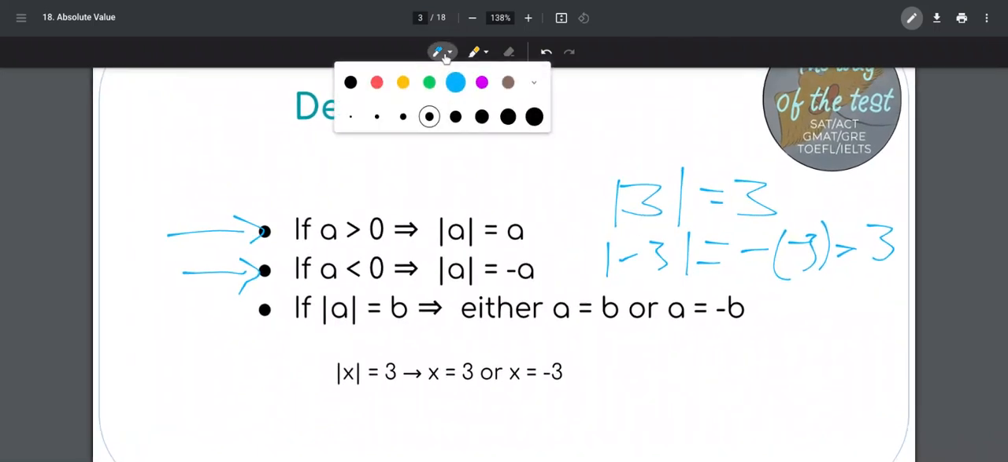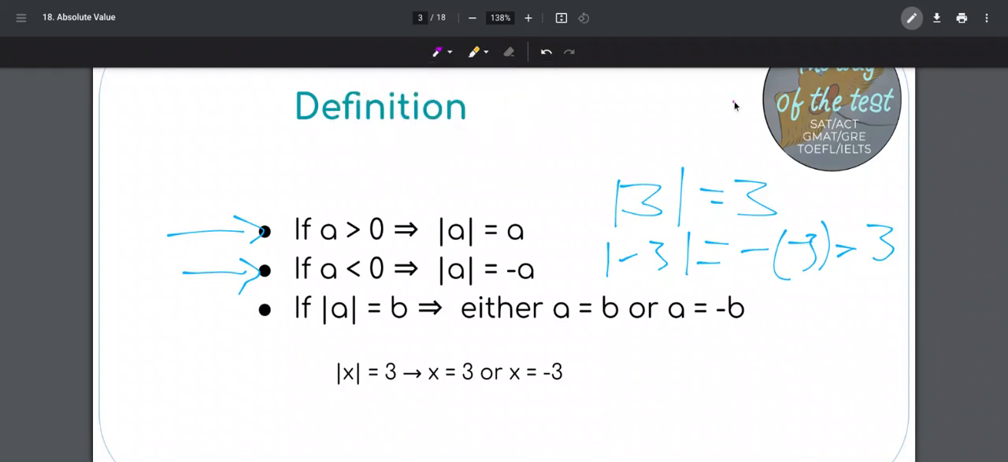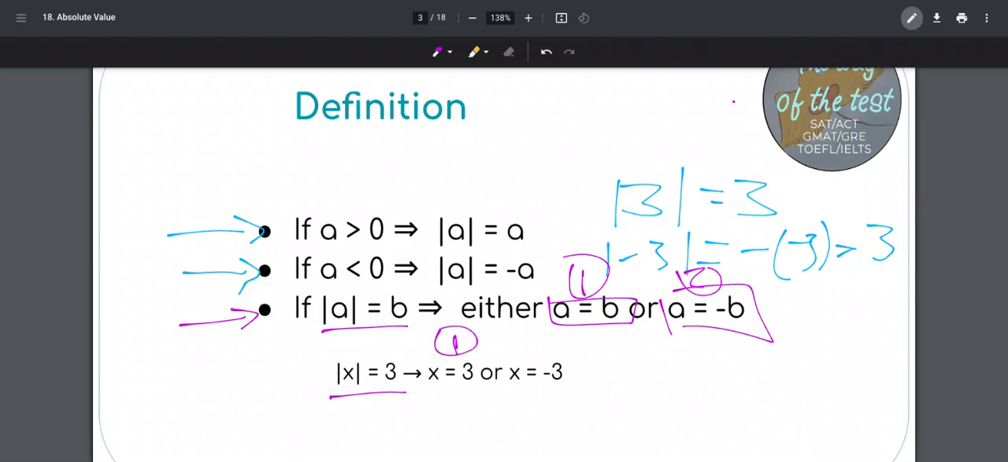Now, how do we use this in an equation or in a question for absolute value? Well, if they tell us something like this, absolute value of a is equal to b, then we have two solutions. Solution 1, we take the positive value, and solution 2, we take the negative value. For example, if I say absolute value of x is equal to 3, this means that I have two possible values for x. Either x is 3 or x is negative 3.